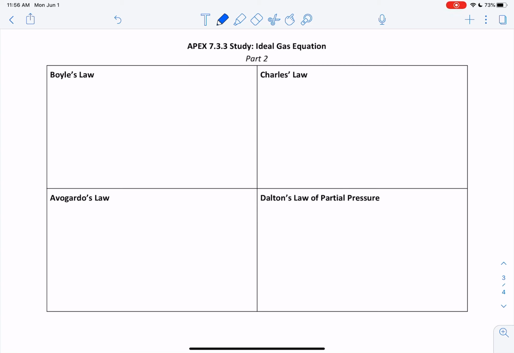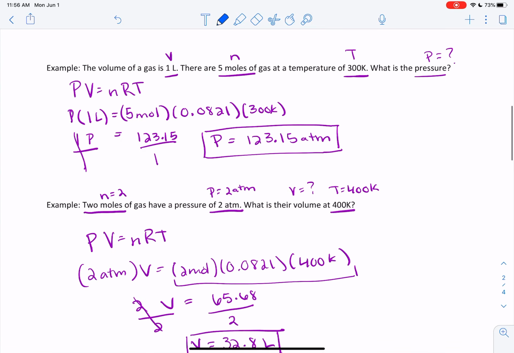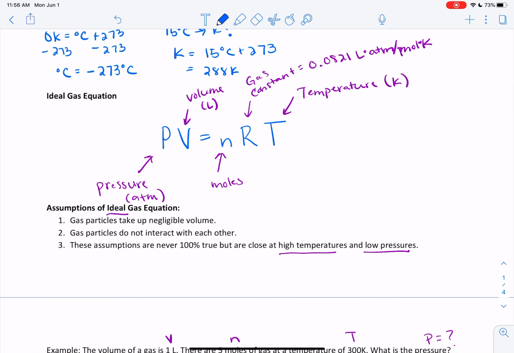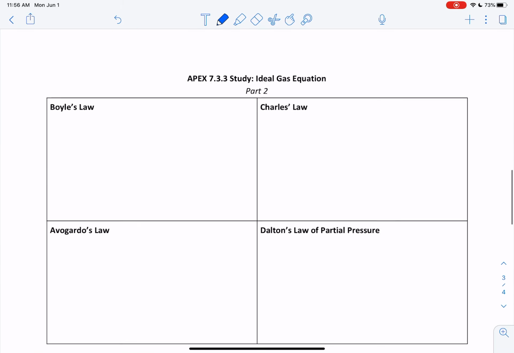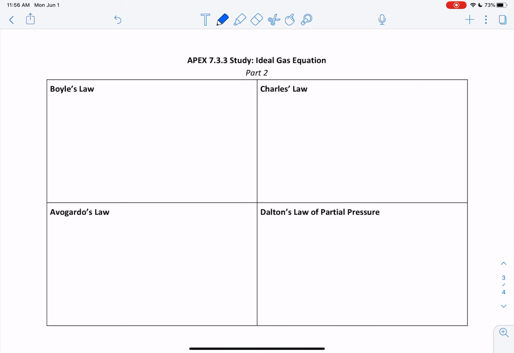Okay, so yesterday we talked about the ideal gas equation, which if we go back was this equation right here. Pressure times volume equals number of moles times your gas constant times the temperature. So we can take that equation and sort of break it down into smaller equations. And that's what we're going to look at today. So I'm going to write the ideal gas equation up here so we remember it.